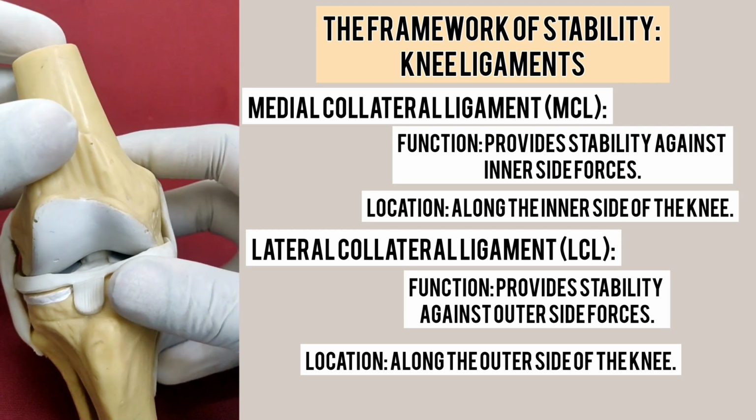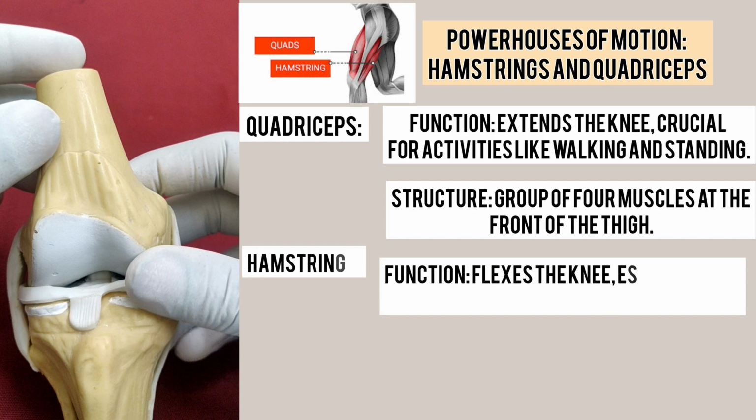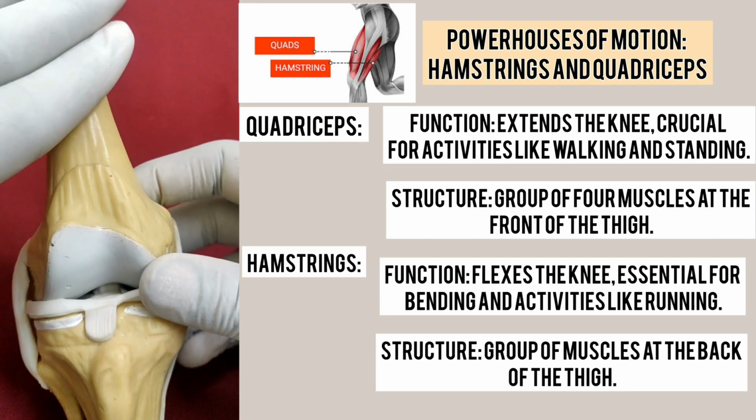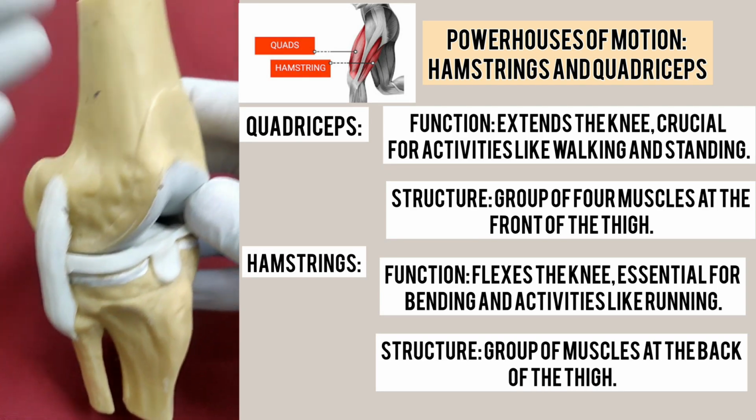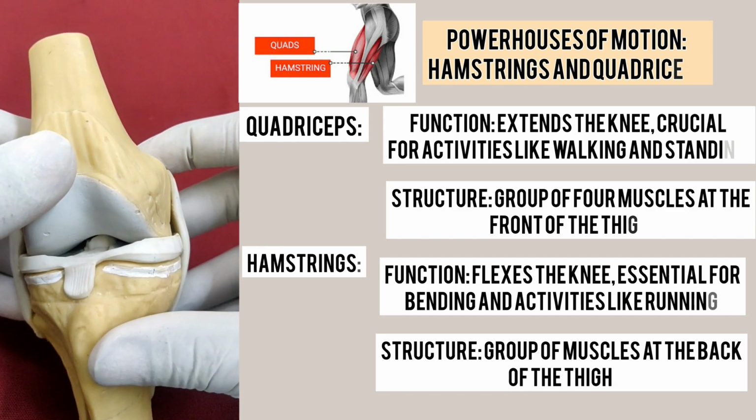Time to shine a spotlight on the muscles, the quadriceps and the hamstring. The quadriceps at the front extend the knee while the hamstring at the back flexes it. Their coordination ensures the fluidity of the movements.